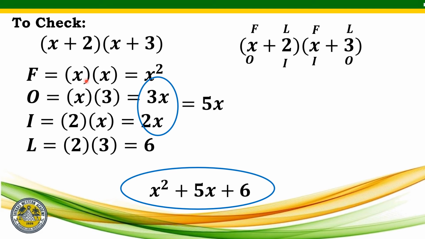So, dito sa pag-multiply ng first, outer, inner, and last, kung alin yung magka-partner, pwede silang magkabaliktad. Pwede nandito yung 3, pwede nandito yung 2. Basta sila yung magka-partner. First sa first, outer sa outer, inner sa inner, and last term sa last term.